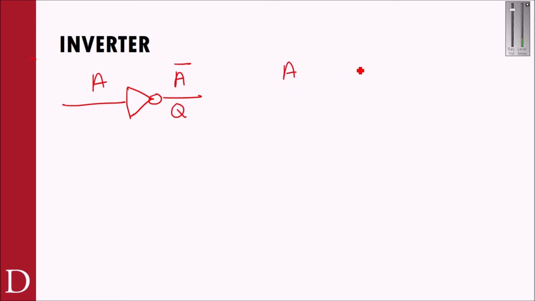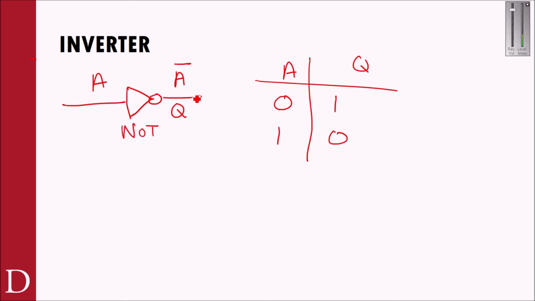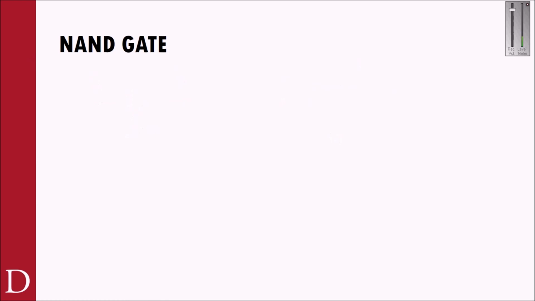So if this is A and this is Q on our truth table, a 0 in gives me a 1 out, a 1 in gives me a 0 out. So all this really means is not. Whatever I had on the input, it's going to be the opposite on the output. It's kind of like the reciprocal of what we're looking at. 0 gives me a 1, 1 gives me a 0.